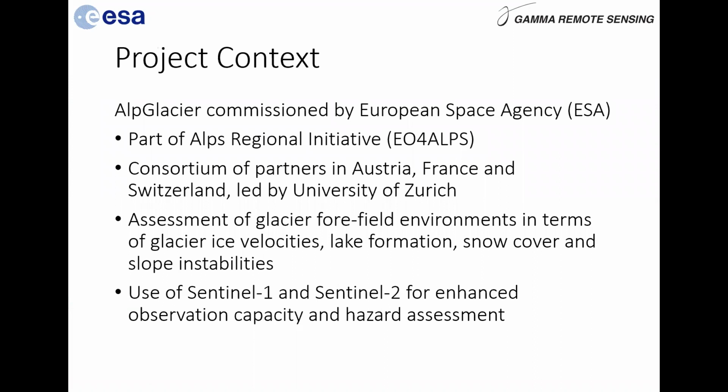This study is part of the Alp Glacier project commissioned by the European Space Agency ESA. It is part of the Alps Regional Initiative and consists of partners from Austria, Switzerland, and France. The principal goal of this project is to enhance the observation capacity and hazard assessment in glacier forefields by studying four main products. These are glacier ice velocities, lake formation, snow cover, and slope instabilities. The use of the Sentinel-1 and Sentinel-2 satellites is analyzed to achieve these goals.